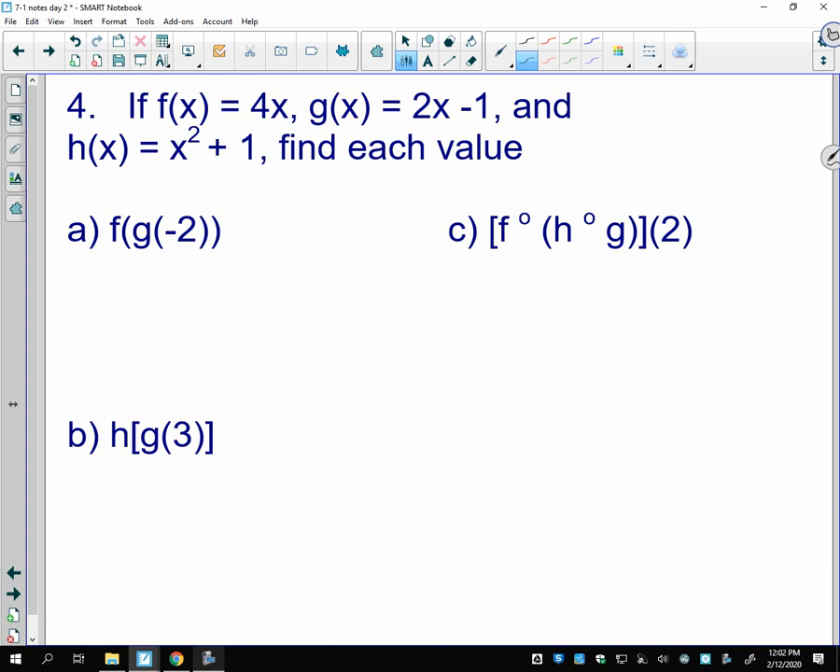Okay, so it says if f of x equals 4x and g of x equals 2x minus 1 and h of x equals x squared plus 1, find each value. So now instead of giving you an x here, instead of getting a new function with x in it, you're now going to get a number answer. But again, it's layers, and so you always want to start with the innermost layer.